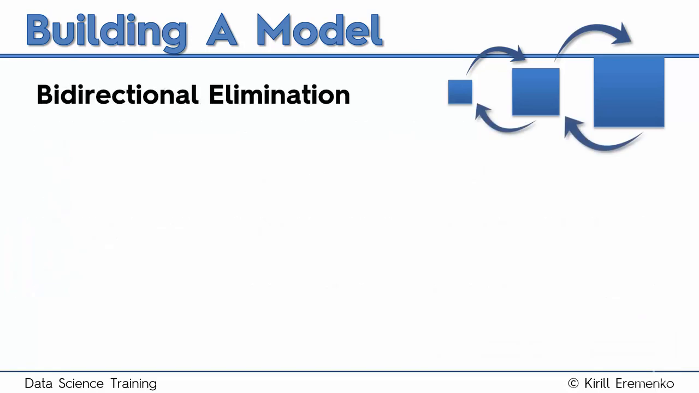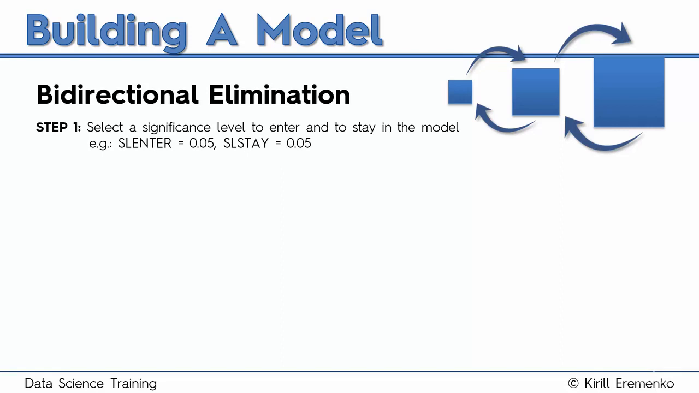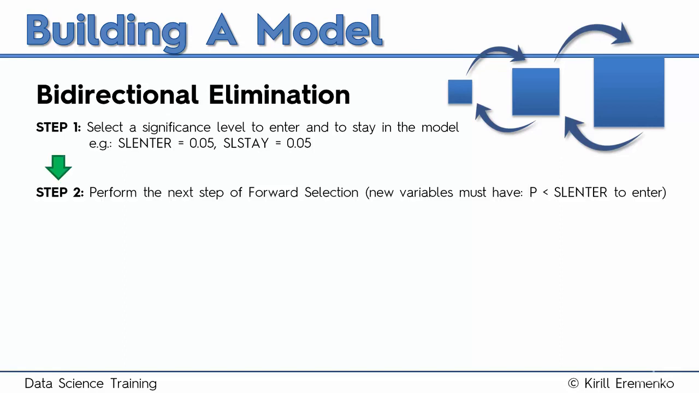And next, we're moving on to bidirectional elimination. So this one, as you can assume or perhaps guess, combines the two. Step 1, select a significance level to enter and a significance level to stay. So we're going to select in both cases 5%, but it's up to you what you select. Step 2, perform the next step of the forward selection, meaning the one that we just discussed, where new variables, in order to enter, have to be less than the significance level to enter. So basically add on a new variable based on the forward selection method.